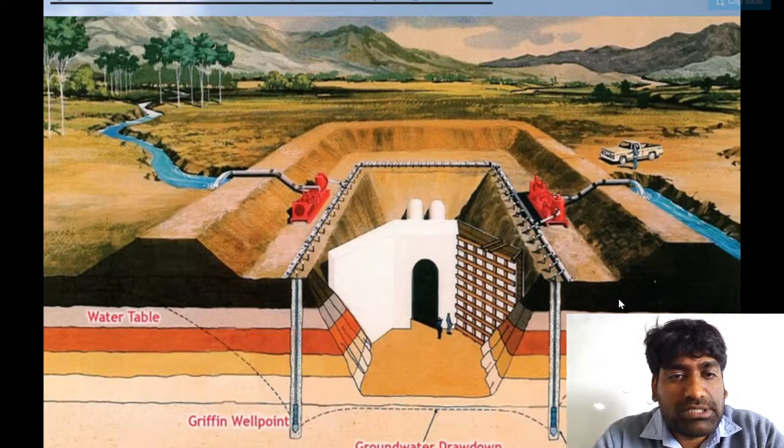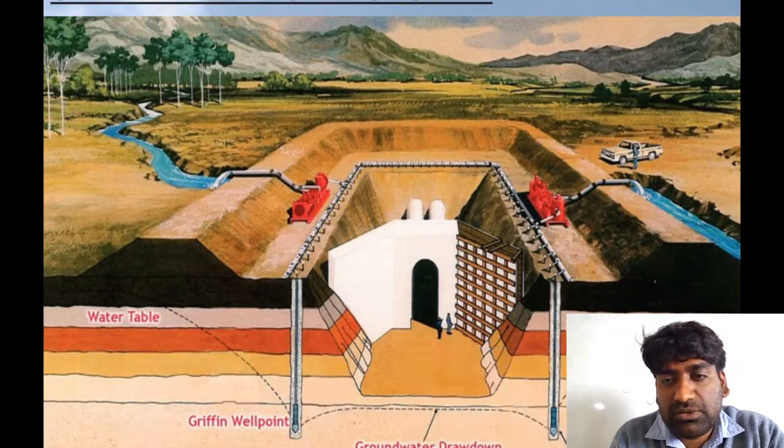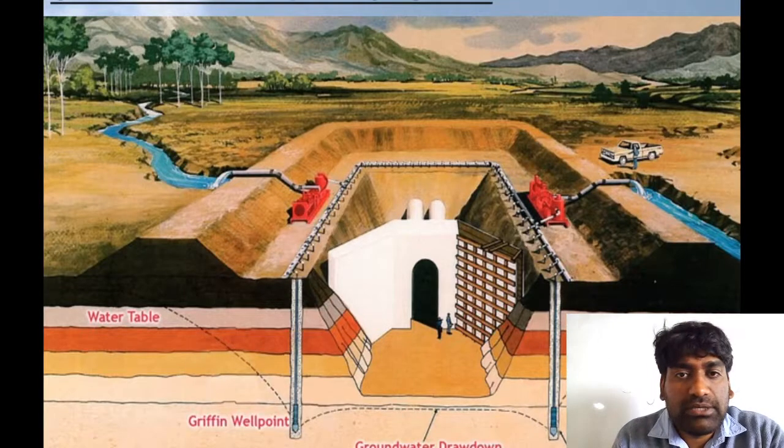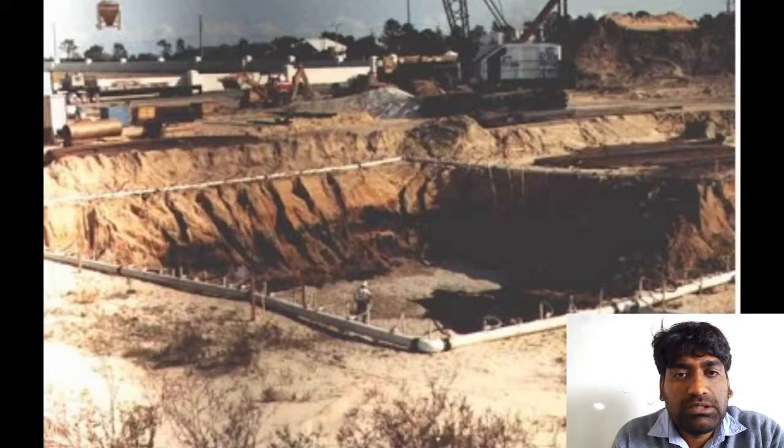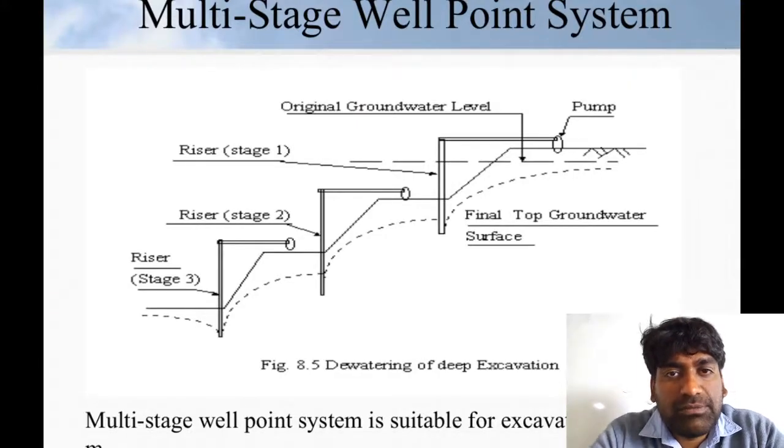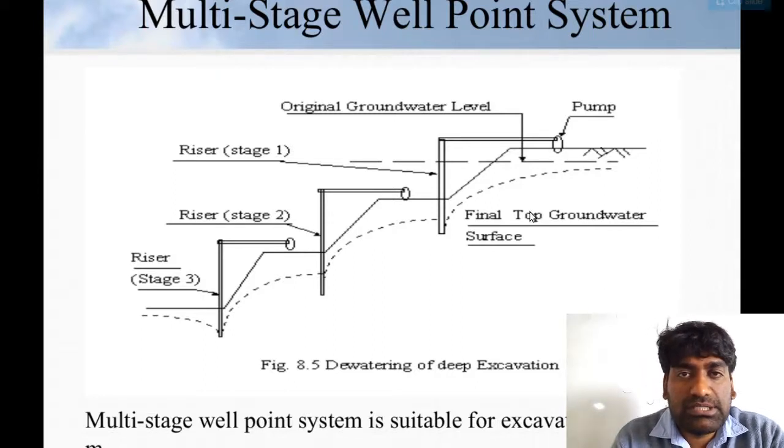Water table, you can see: this is the well point, this is groundwater drawdown, gravelly sand, fine sand, silty sand, and sandy loam. This is the way of arrangement of the well point system. Multi-stage well point system: in this figure you can see riser stage 1, riser stage 2, riser stage 3, and the final top of the groundwater surface.